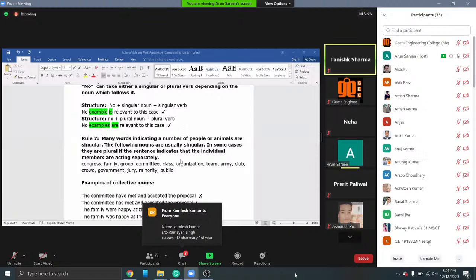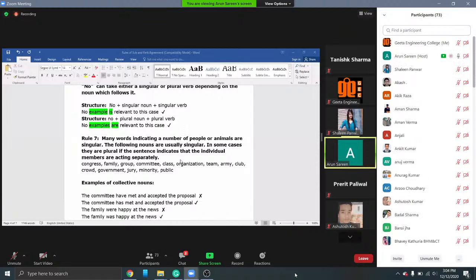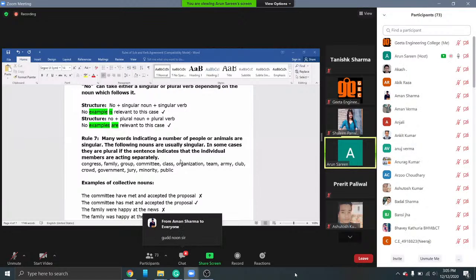Okay, once again all of you, welcome back. We will continue with subject and verb agreement. In the morning we had completed up to rule number 6. We will continue from rule number 7. Okay, what does it say? Many words indicating a number of people or animals are singular.